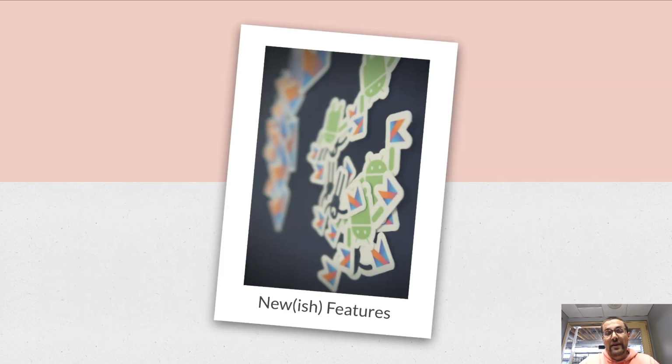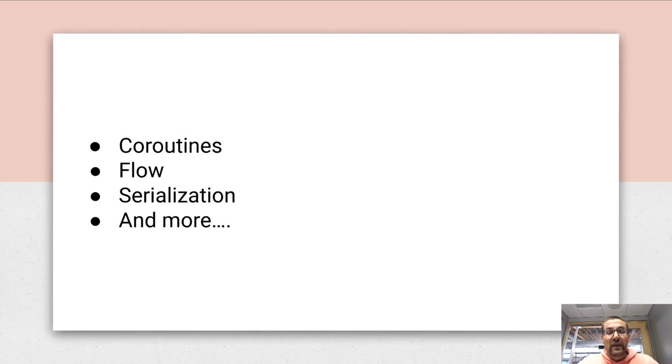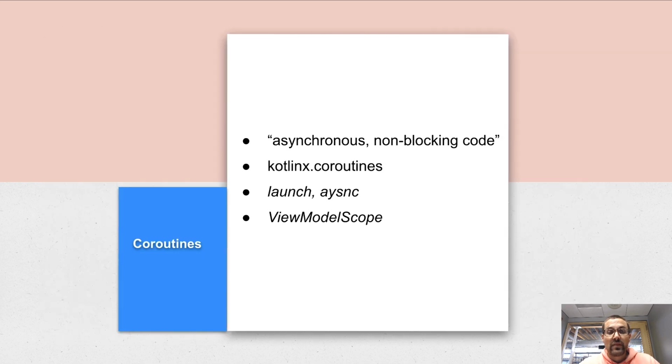So we'll start off by looking at the new and new-ish features that have been coming into Kotlin. We'll talk a little bit about coroutines. We'll talk a little bit about the Flow project that's built on top of coroutines. We will look at the kotlinx serialization library, and then we'll just rattle off a few various interesting tidbits that have happened in Kotlin as well.